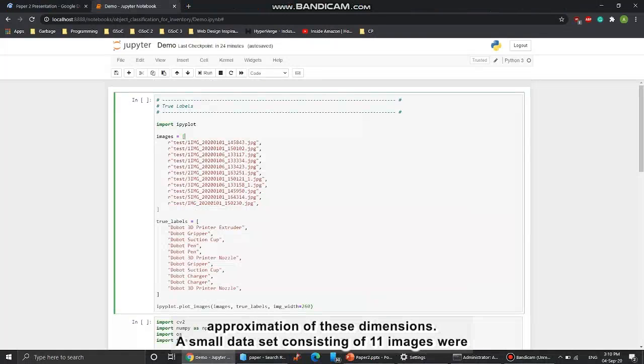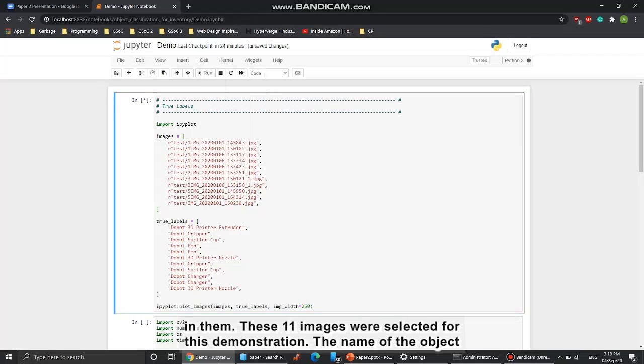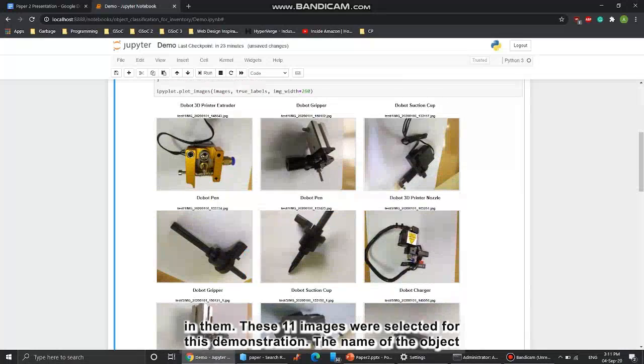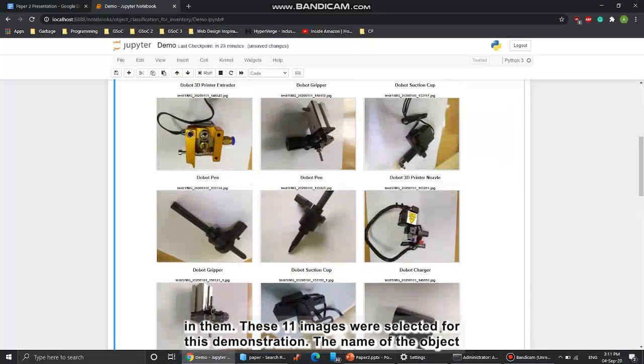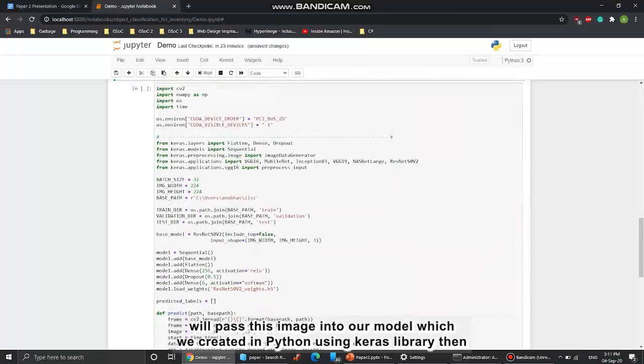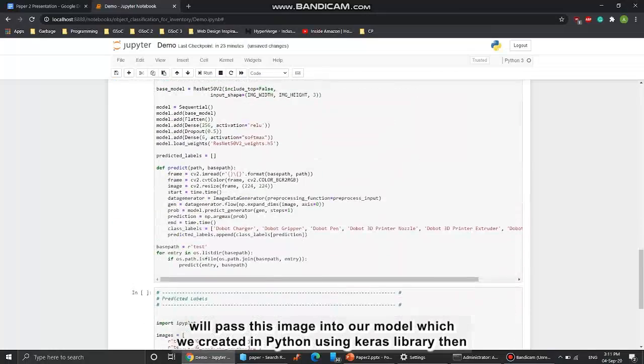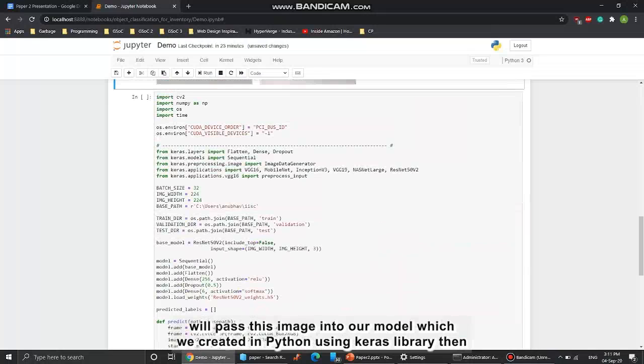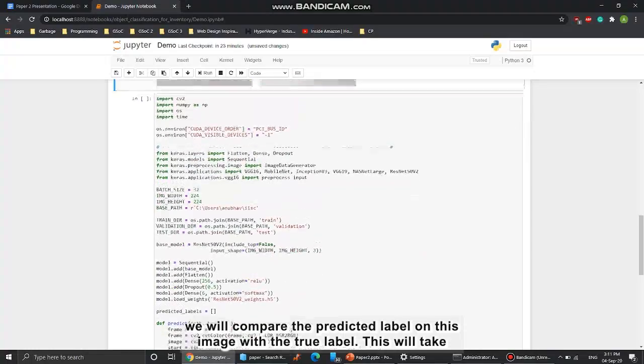A small dataset consisting of 11 images was chosen for this demonstration. Here are the images with the name of the object present in them. These 11 images were selected for this demonstration. The name of the object present in each image is given above them. So this image contains a Dobot 3D printer extruder. This image contains a Dobot gripper. This image contains a Dobot suction cup. Now we will pass these images into our model, which we created in Python using the Keras library. Then we will compare the predicted label on these images with the true label.